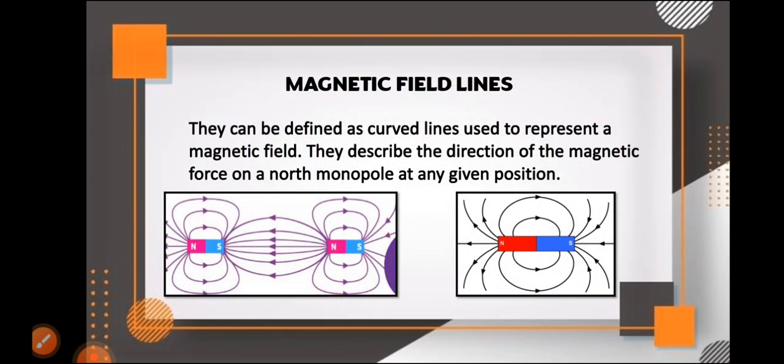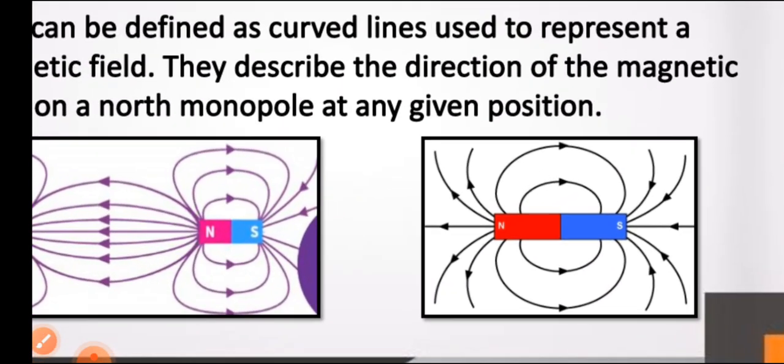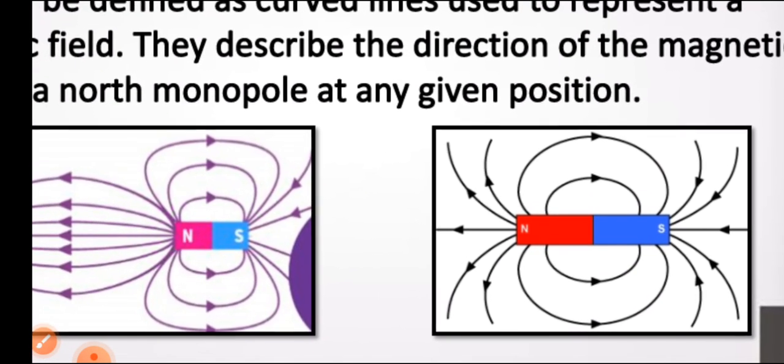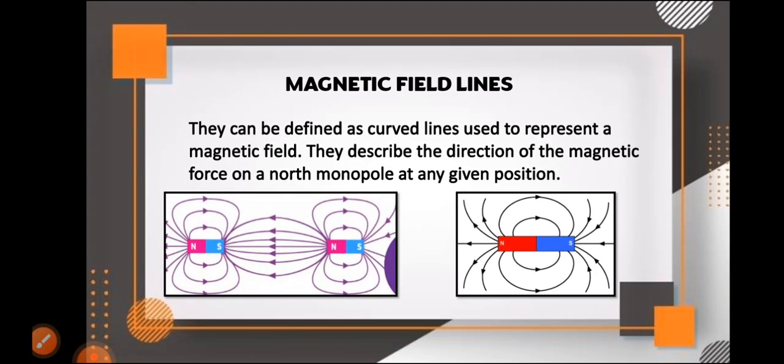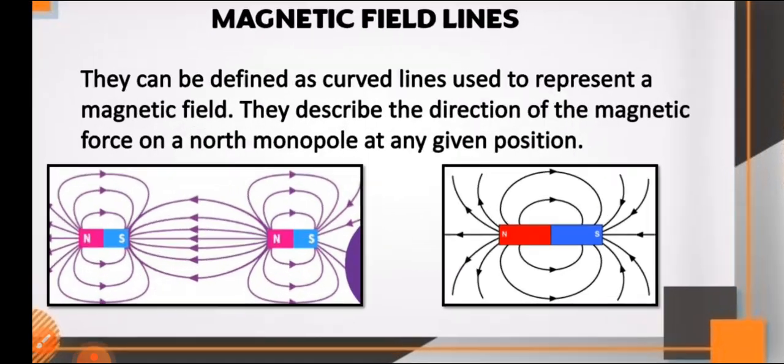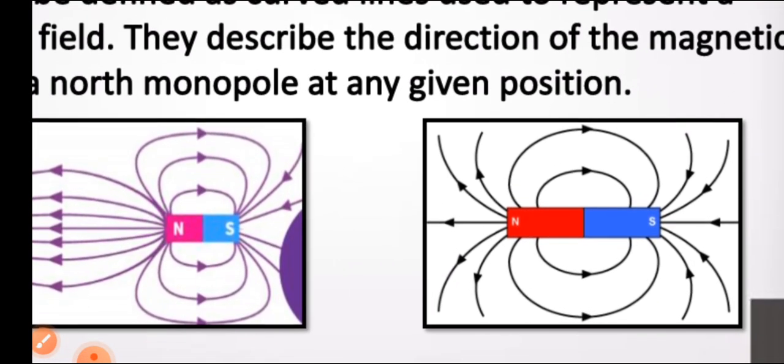Magnetic field lines. So, magnetic field lines can be defined as curved lines used to represent a magnetic field. So, as you can see in the picture, these curved lines represent the magnetic field lines. They describe the direction of the magnetic force on a north monopole at a given position. So, based on this picture, it shows that the north always points to the south.